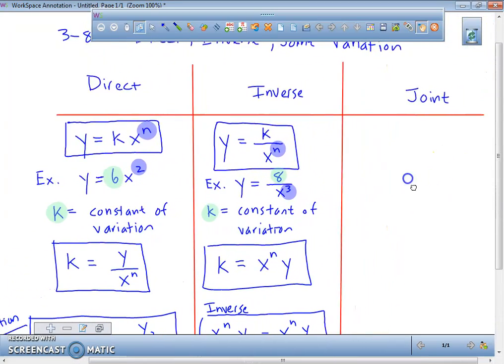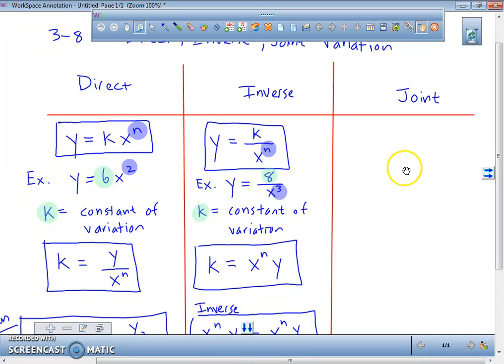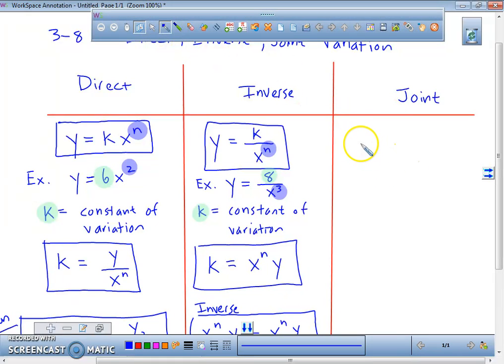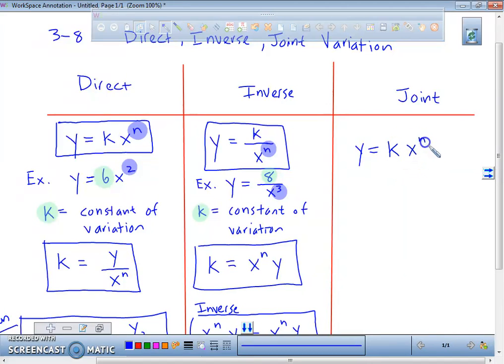Now, the last one is dealing with joint variation, where you have more than just your x and y variable. You actually have a z variable. So your joint variation problem is y equals k, which is still your constant of variation, times x to the power of n times z to the power of n. So now you're dealing with a lot of stuff going on.